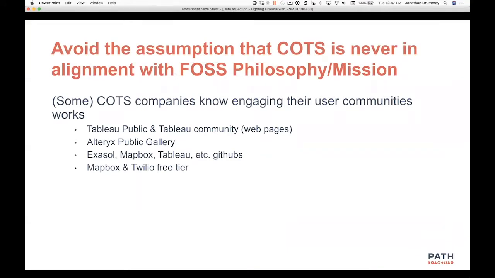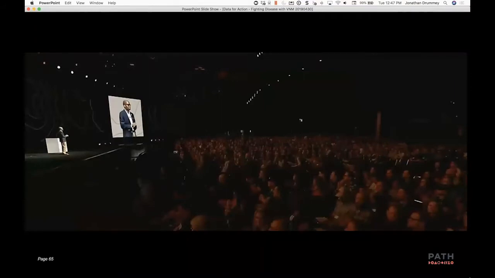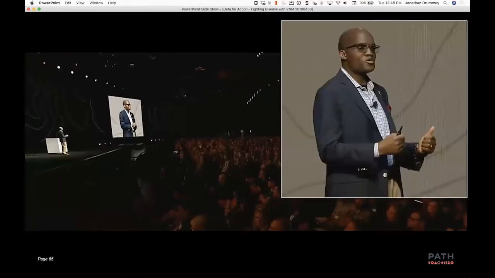A number of these companies also have GitHubs with a lot of free code and so on. And then there's the piece around these companies. They're made up of people. People want to do good, whatever they're doing, and that's some of where things like Tableau Foundation and Alteryx for Good came out of. They have volunteer programs that you can use. And then there's also people in those organizations who can be ambassadors. So this is Joseph Mutale, who's from Zambia, and he's an employee at Tableau in their finance department. And here he is speaking in front of 17,000 people at the Tableau conference last year.